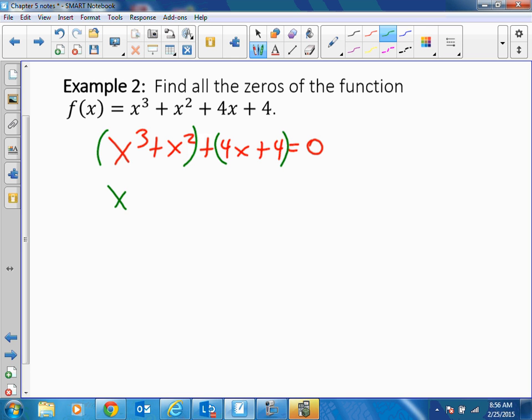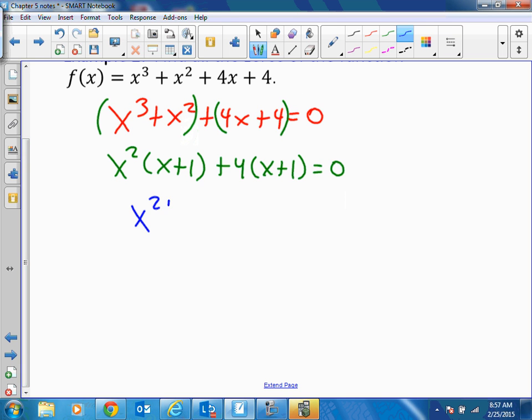I can take out x squared and be left with x plus 1, and I can take out a positive 4 and be left with x plus 1. So then I can rewrite it as x squared plus 4 times x plus 1 equals 0. Now, if it were x squared minus 4, I'd be able to factor, but x squared plus 4 I cannot. So I'm just going to set it equal to 0 and solve.